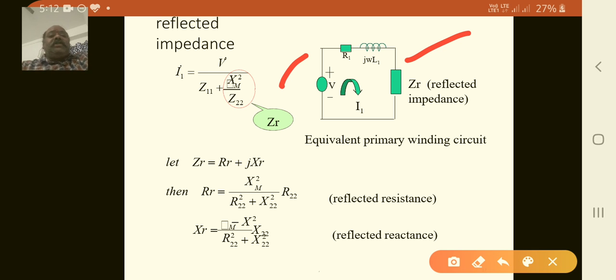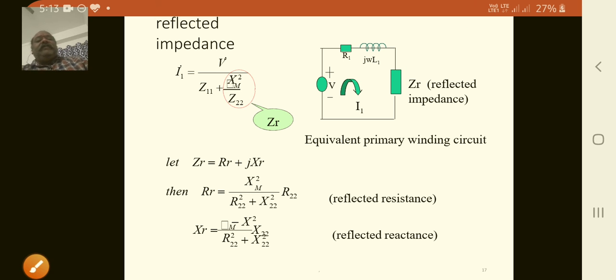So now we take ZR equal to RR plus jXR. Then RR is equal to Xm square by R22 square plus X22 square into R2. This is called the reflected resistance. And we take the reflected reactance. Same as what we did for the resistance, XR is Xm square into X22 by R22 square plus X22 square. So this is about the reflected impedance of a given circuit, with respect to circuit one.